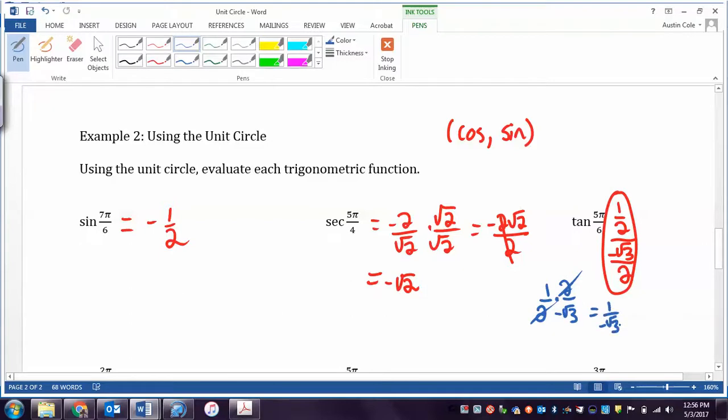Are we done yet? Not quite. Rationalize your denominator. So that's going to give you negative square root of 3 over square root of 3 times square root of 3, which is just 3. So tangent of 5 pi over 6 is negative square root of 3 over 3.